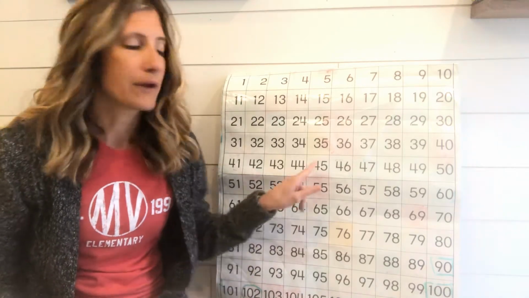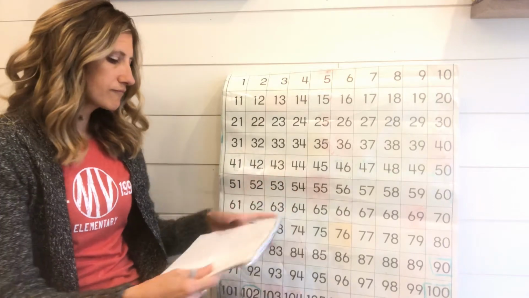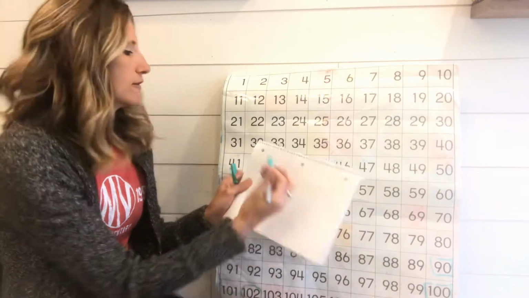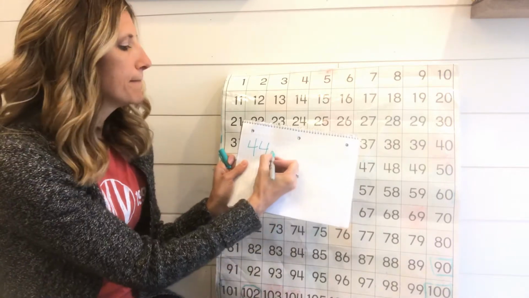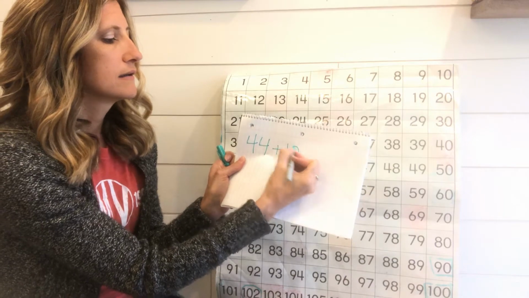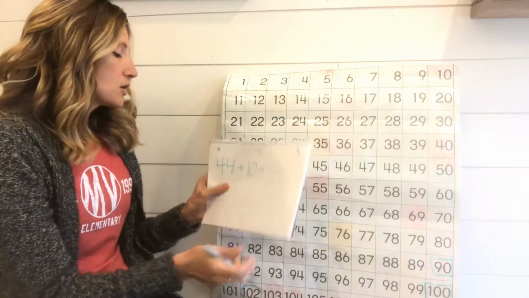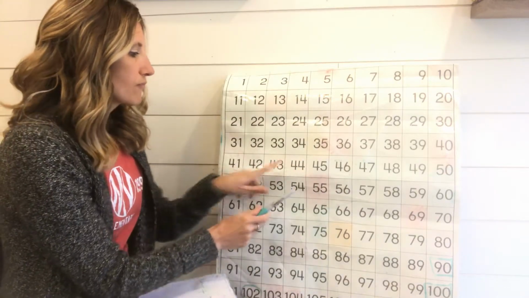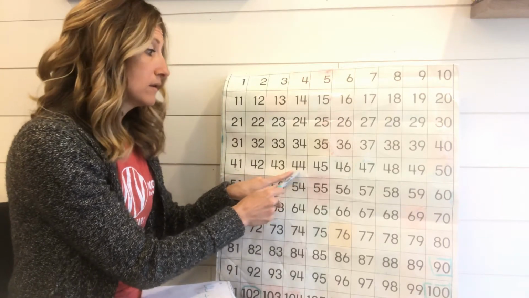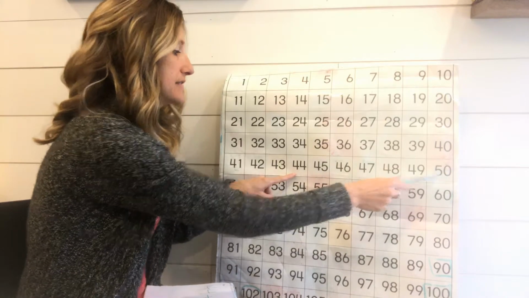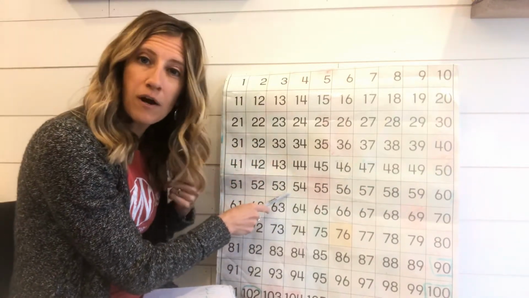So I'm just going to point at a random number, and I landed on 44. So if we took 44 plus 10. So 44 plus 10. When we're at 44, we can add 10 by going over to the right. 1, 2, 3, 4, 5, 6, 7, 8, 9, 10 to get 54.